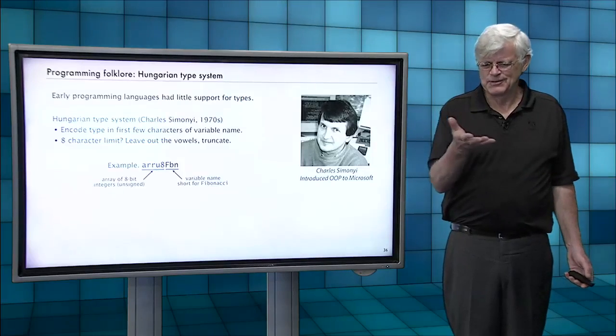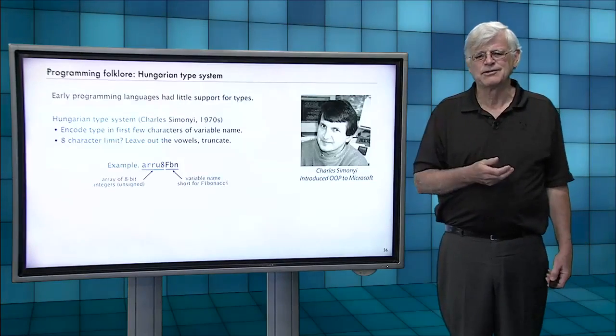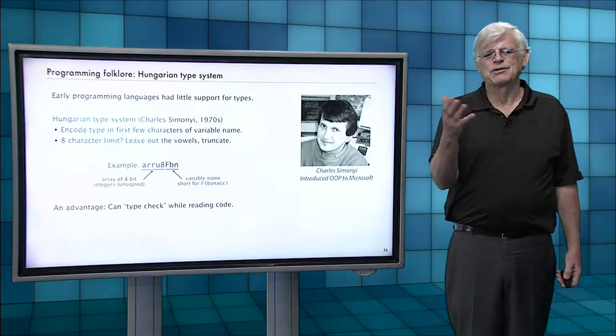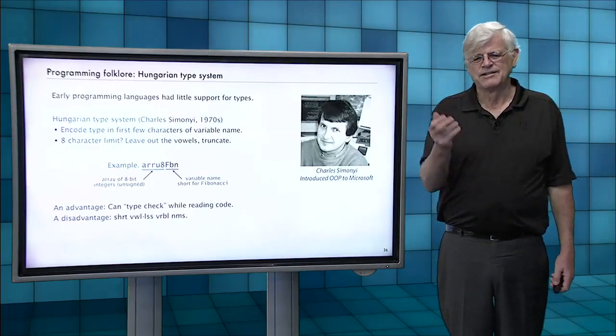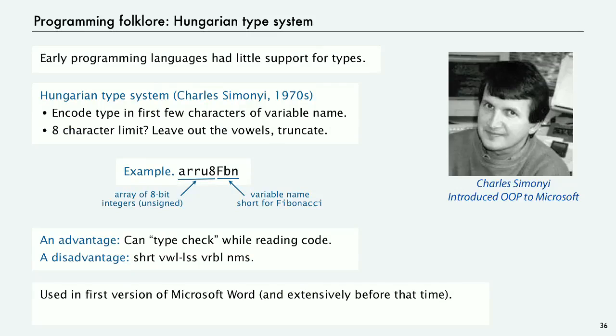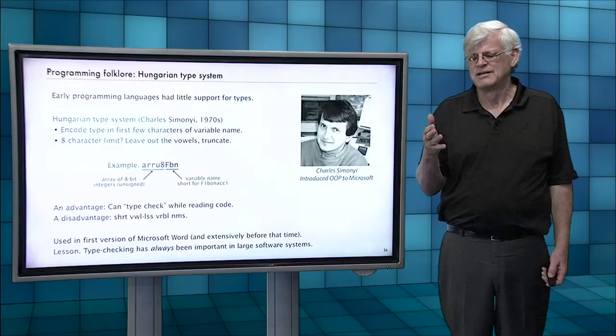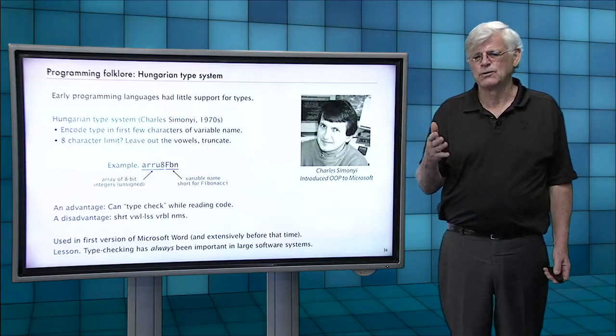And when you think about it, you look at a line of code, knowing the type of the variable, just reading the code that's involved in it, is a useful thing to have when debugging. You can just type check while you're reading the code. And sure, it's got this problem with short vowel-less variable names, but Charles used that to great advantage. He actually built the first version of Microsoft Word using code like this. And I tell this story just to teach the lesson that type checking really has always been important in large software systems. It's not something that can be ignored or that will go away.